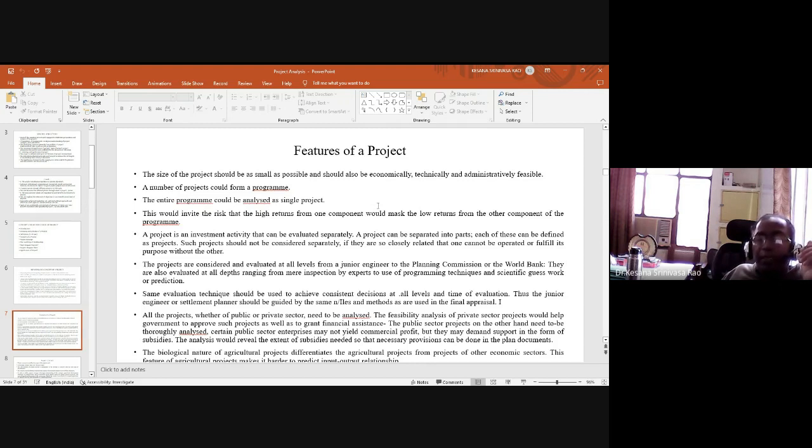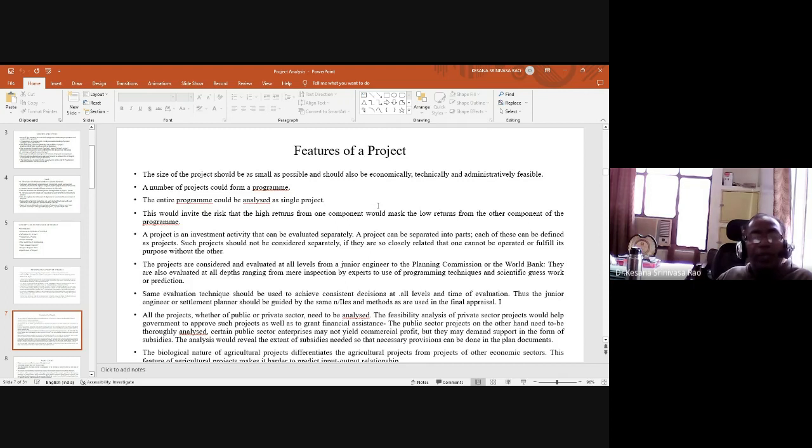The feasibility analysis of private sector projects would help government to approve such projects as well as to grant financial assistance. So this is the funding source from where it can come. Once you do that type of feasibility analysis, the government can help improve such projects, and finally the government will grant some type of financial assistance.